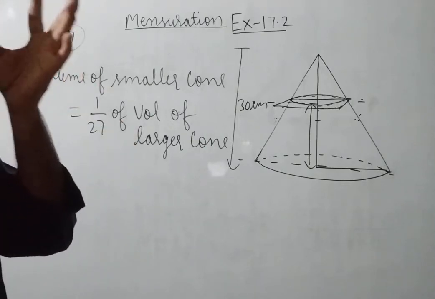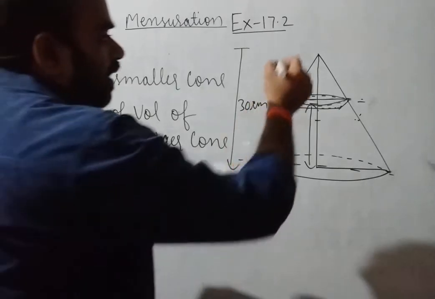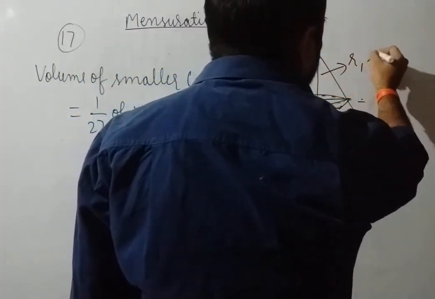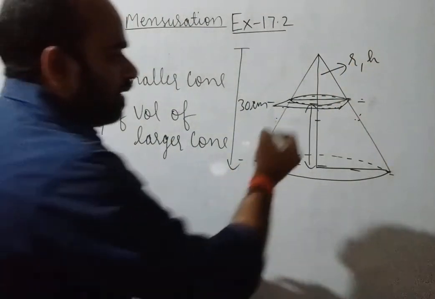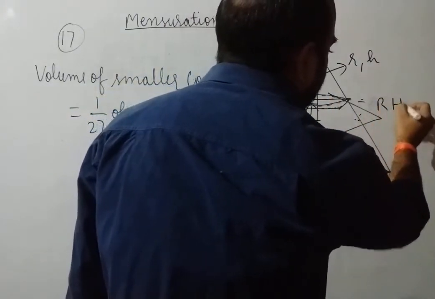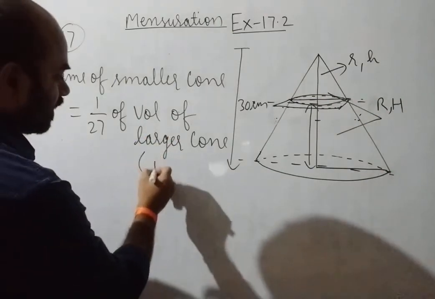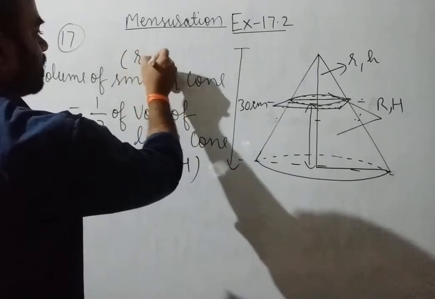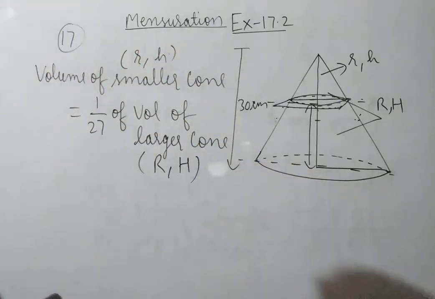So when this is given, now we are going to take some quantities. For the smaller one, we are taking small r and small h, radius and height of the smaller one. For the bigger one, we are taking capital R and capital H. For the larger cone, capital R, capital H. Correct? Clear? Now substitute the values.